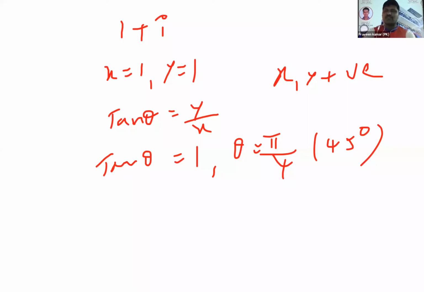Always consider the given question as x plus iy. X is 1, y is 1. Tan theta formula is y by x, 1 by 1 is 1, theta is pi by 4. Both x and y are positive. Understood everyone what I'm explaining? Please respond back in the chat box.